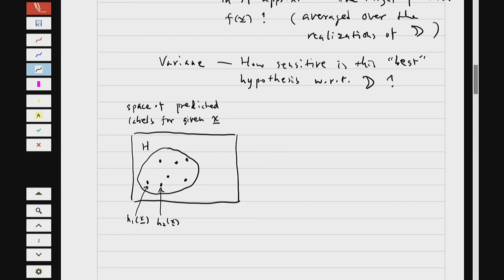Okay, is everyone clear about the definition here? Each dot here is a possible label for this given data point x. Because we have multiple hypotheses, we have multiple points. This circle will represent your hypothesis set, what kind of labels it can generate.